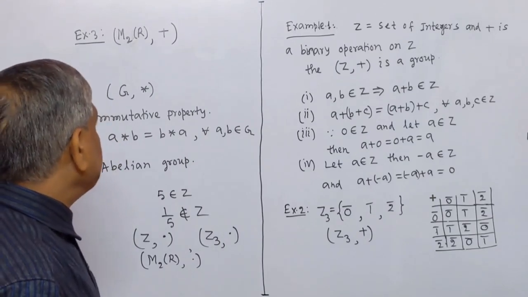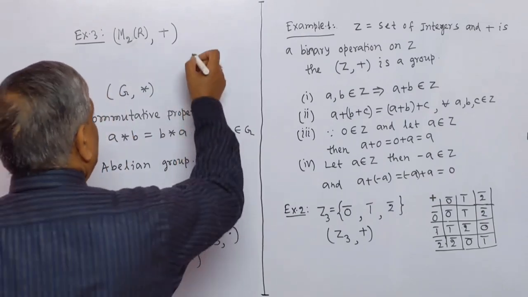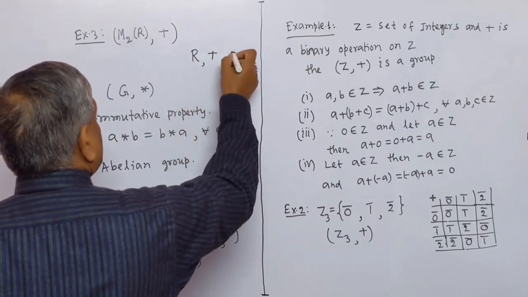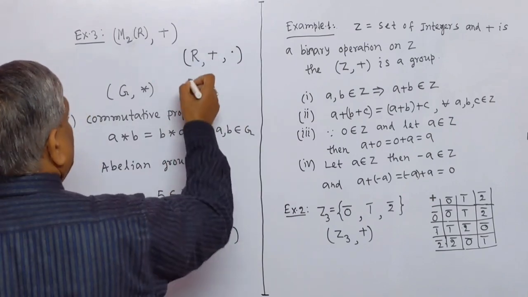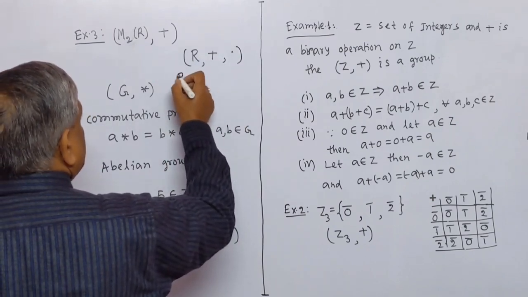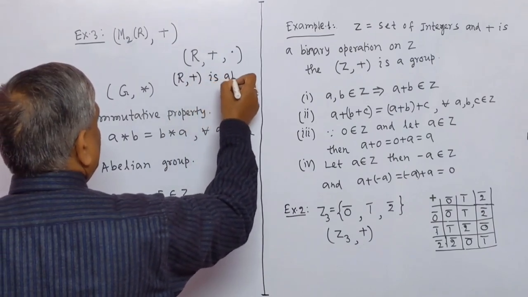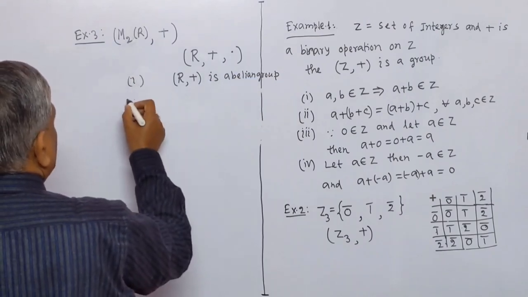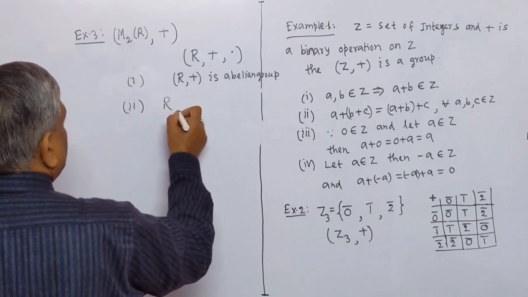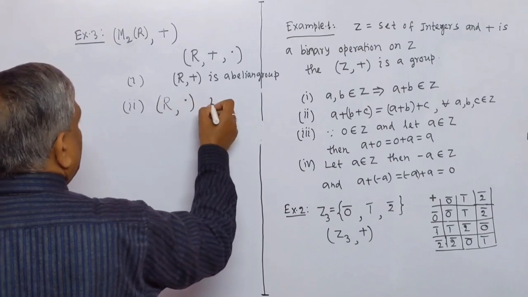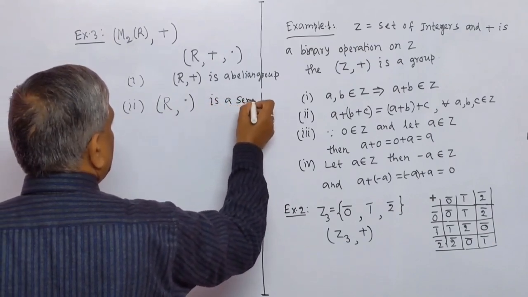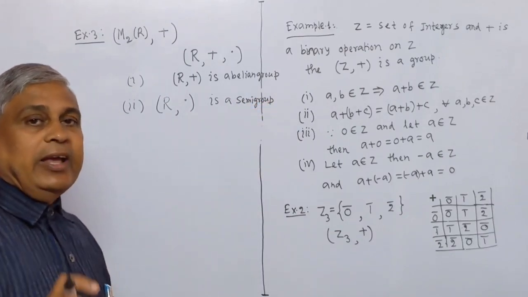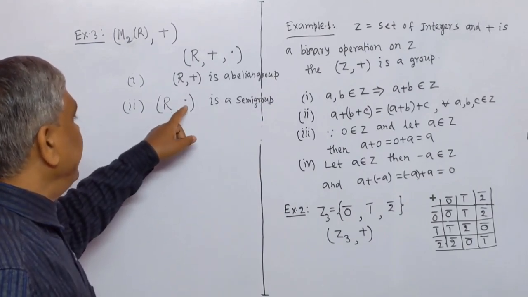So, we consider a new structure R with binary operations addition and multiplication such that, number one, R with binary operation addition is an abelian group. Number two, R with binary operation multiplication is a semi-group, which means only the closure property and associative property hold with respect to binary operation multiplication.